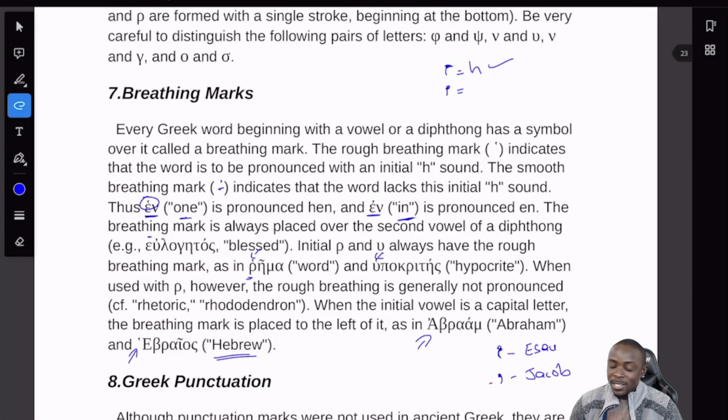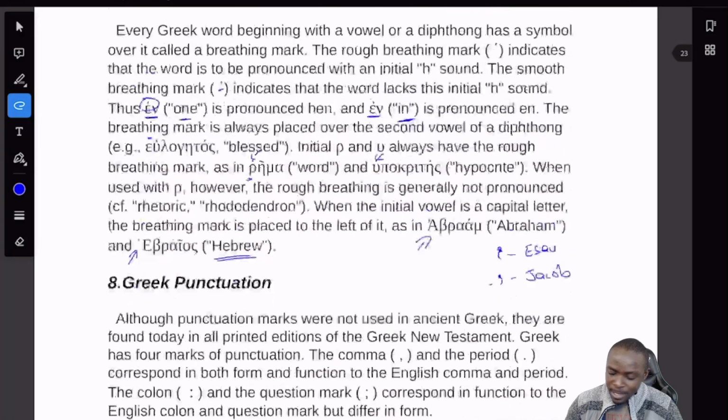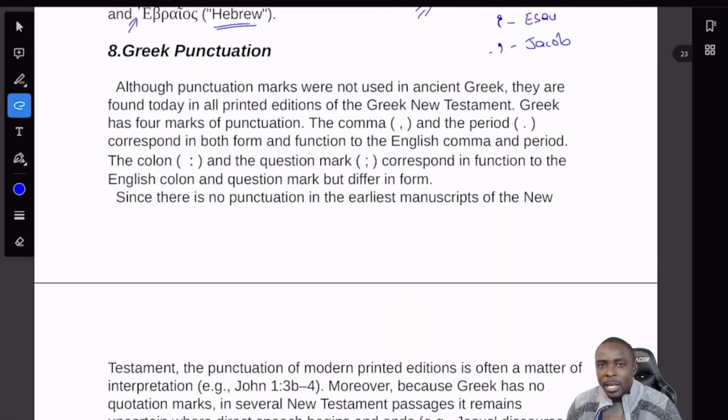And when you see an Esau, you just know you add an H, right? Rough breathing mark. And when you see a Jacob, he's smooth skin, so no breathing mark, so to speak. No H is added. Hope that helps, but that's it for breathing marks. So let's continue. Let's look at Greek punctuation.